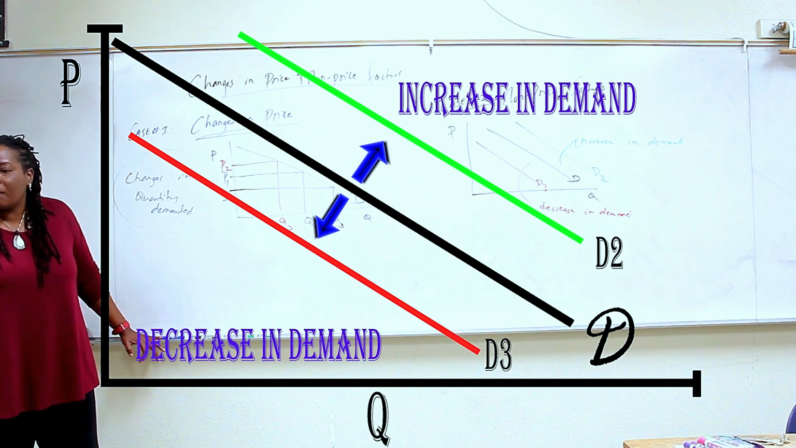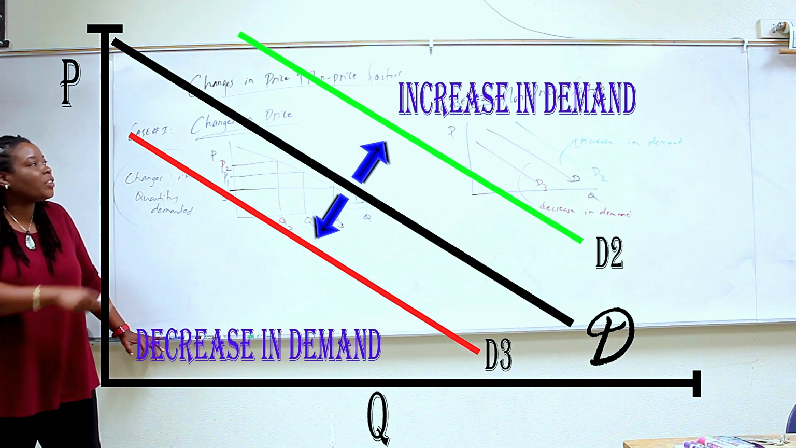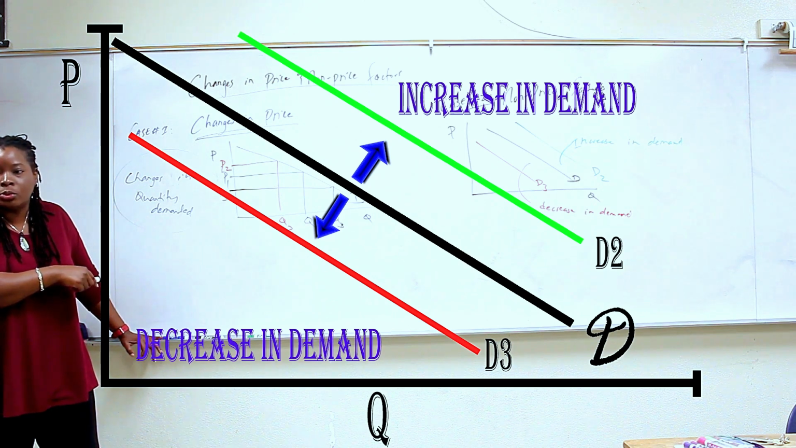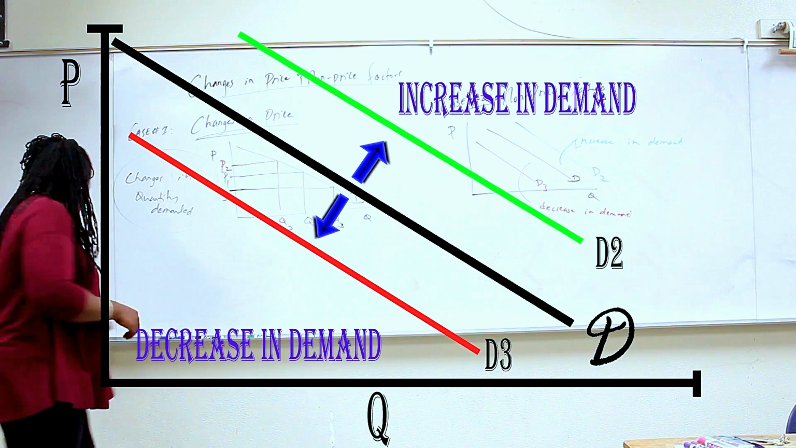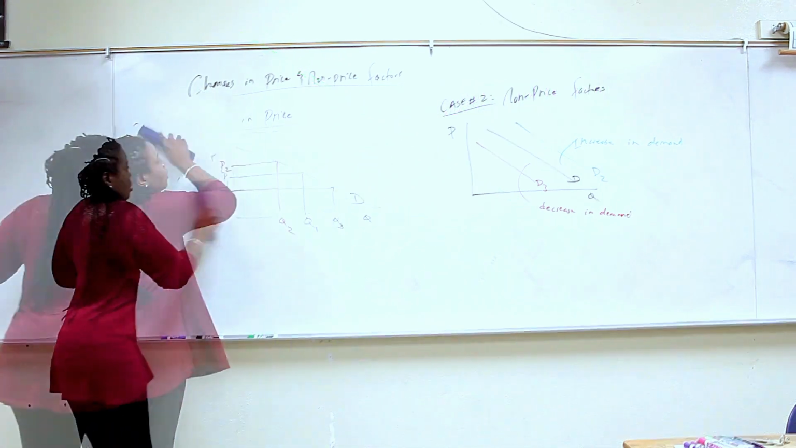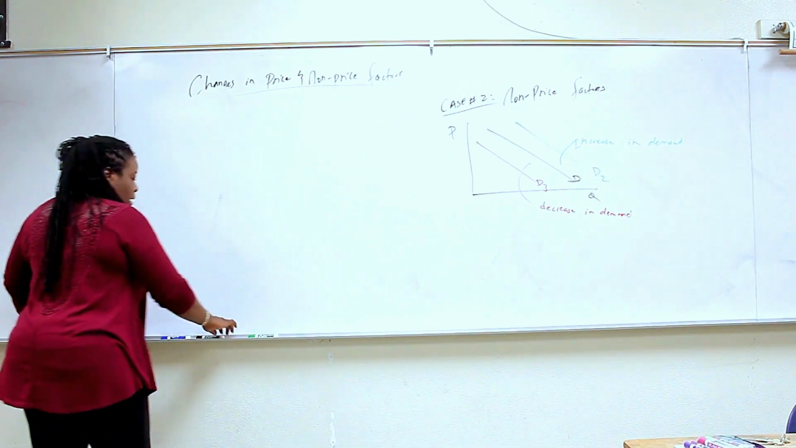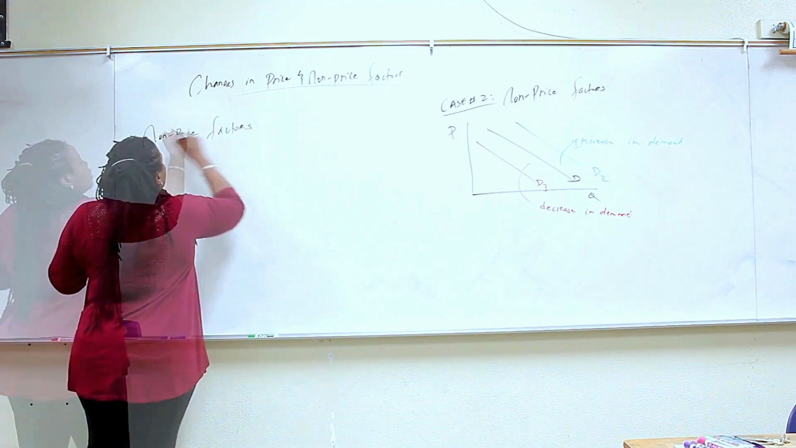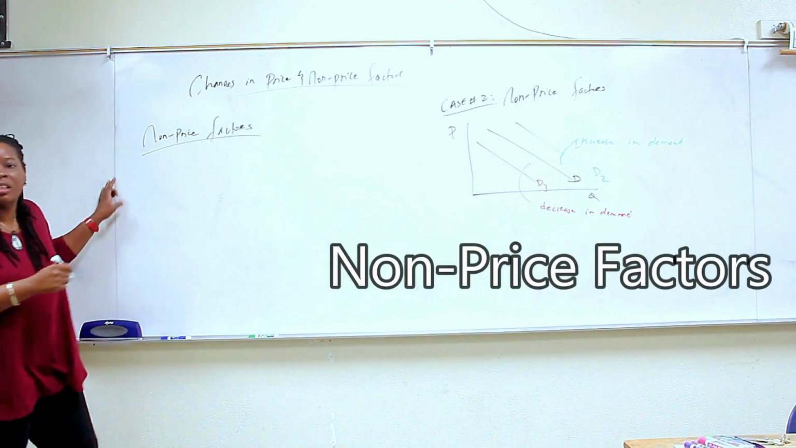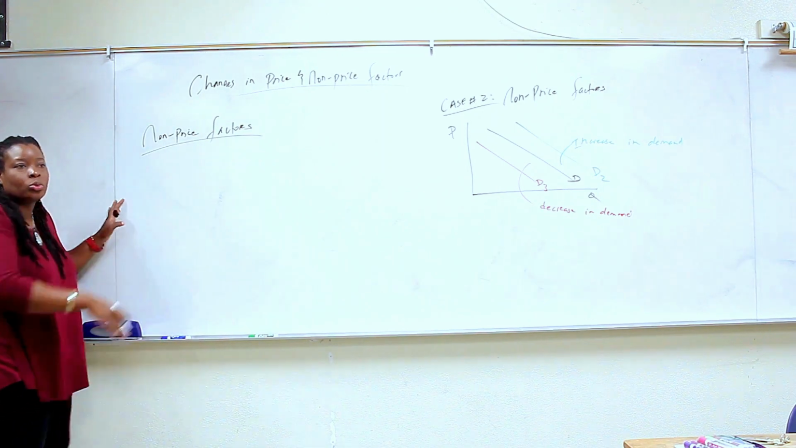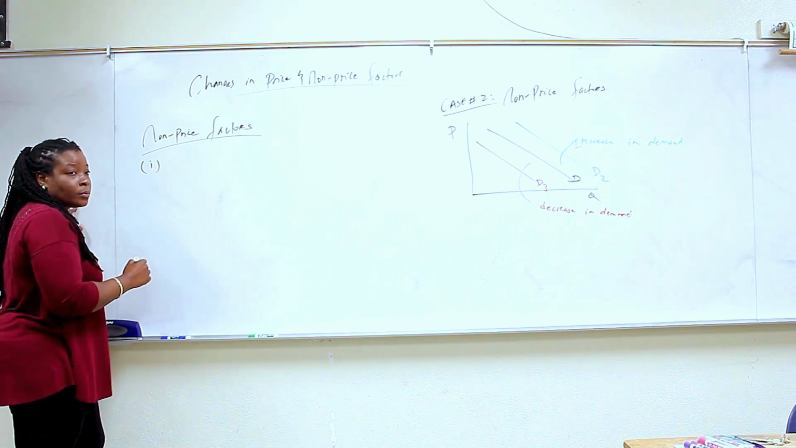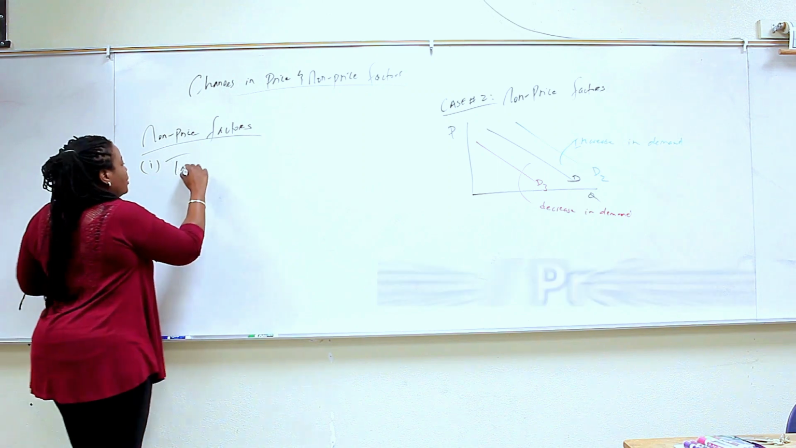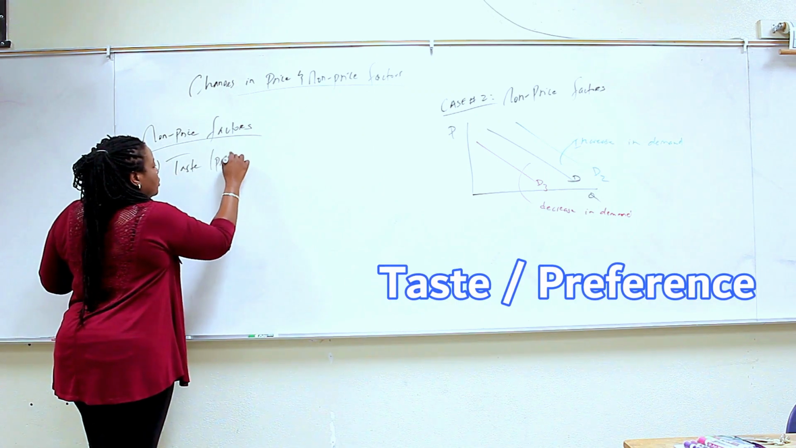Now where we kind of left off, we started listing variables that fell under case number 2, variables that would shift the demand curve. So, just to remind you, tell me some of these non-price factors. Case 2, you're shifting the demand curve. The first one is your taste or your preference.